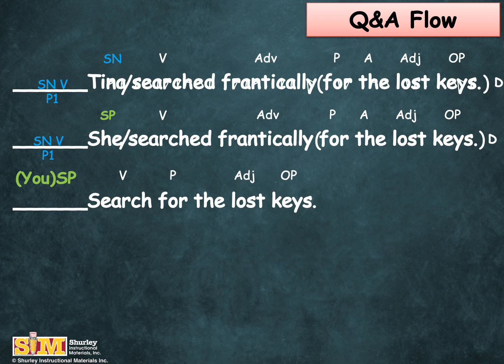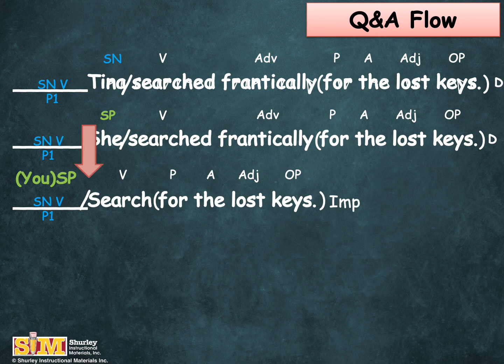Adjective. The. Article adjective. Subject noun verb pattern 1 skill check. For the lost keys. Prepositional phrase. Period, command, imperative sentence. Go back to the verb. Divide the complete subject from the complete predicate.